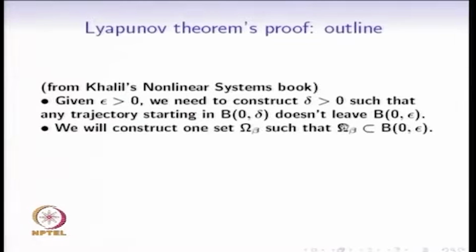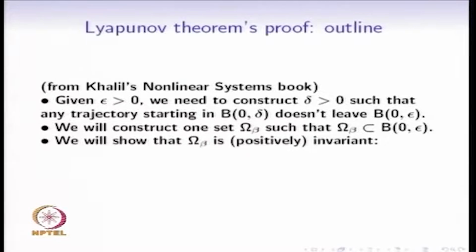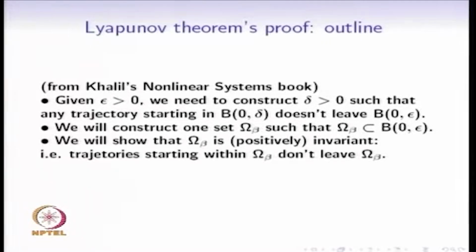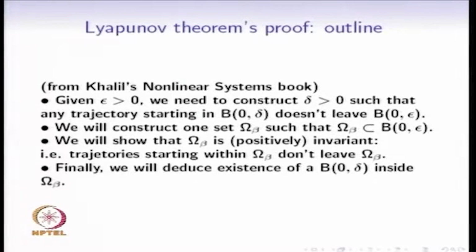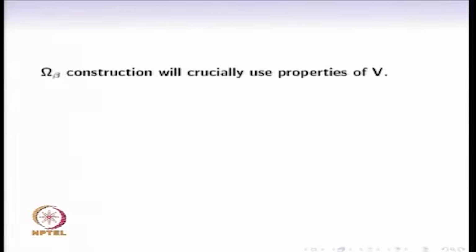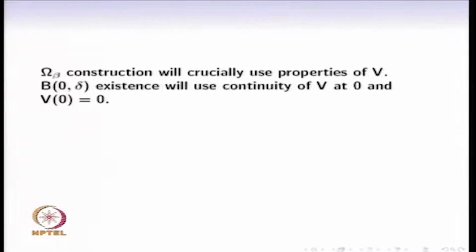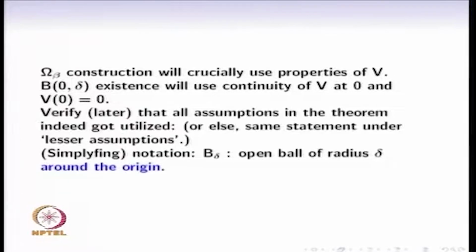In order to construct this delta, we will construct a set omega beta such that this omega beta is contained inside the ball B epsilon, and we will show that this omega beta set is positively invariant. That is, trajectories starting inside this set don't leave this set. Finally, we will also deduce the existence of a ball B delta inside this omega beta. To do all this, we will crucially use the properties of that Lyapunov function V. The existence of this ball B(0, delta) will use the continuity of the Lyapunov function at 0 and the fact that V at 0 is equal to 0.